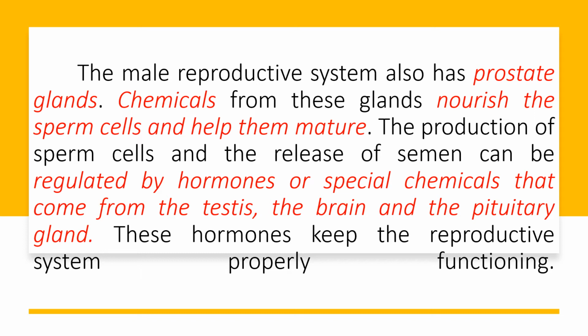The production of sperm cells and the release of semen can be regulated by hormones, or special chemicals, that come from the testes, the brain, and the pituitary gland. These hormones keep the reproductive system properly working.